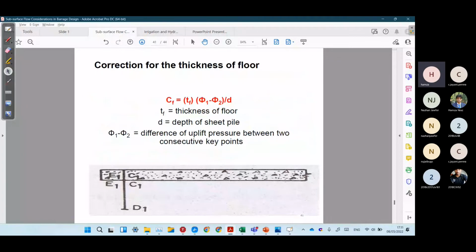For correction, for thickness of floor correction, this is TF, the thickness of floor that we assume, (phi1 minus phi2) times T. So for this correction, we are going to use thickness of floor as, I think, 2.5. Phi1 minus phi2 is phi E minus phi D, and D we already know, the depth of sheet pile. And we have to apply the correction in C part also.